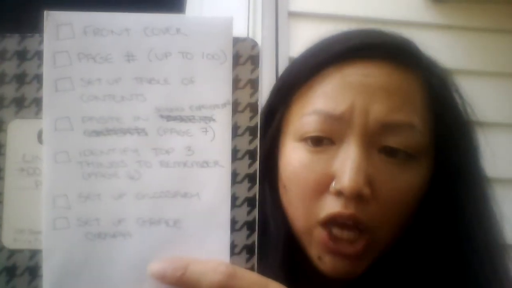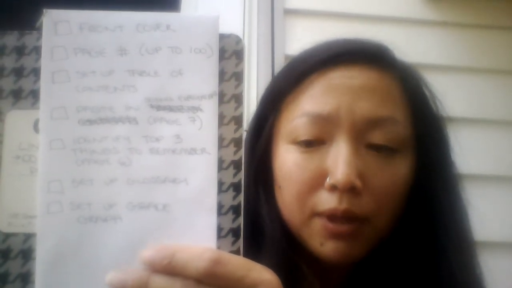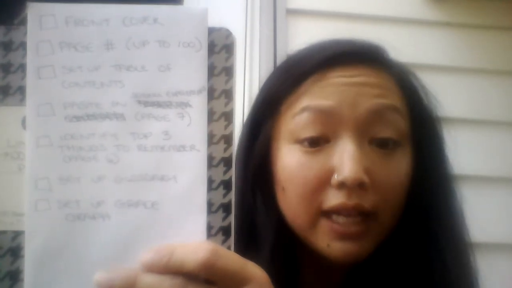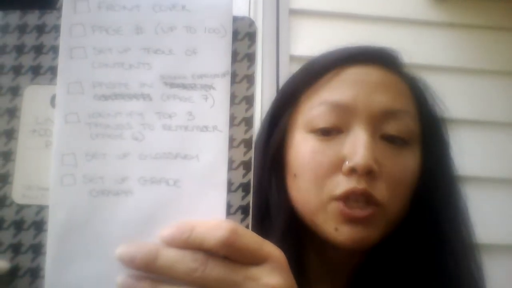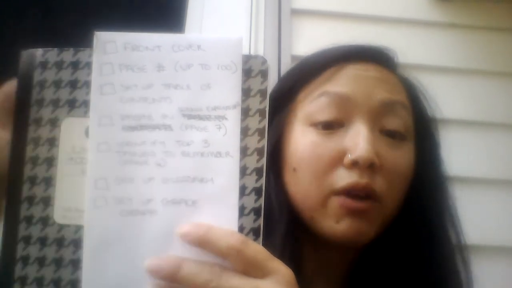So this is everything you need for your science notebook. So let me just go over the checklist one more time so you can see the whole thing. You want your front cover, you want your pages numbered up to 100, you want to set up your table of contents, you want to paste in your science class expectations on page 7, you want to identify the top 3 things to remember on page 6, you want to set up your glossary, and you want to set up your graph grade. If this is your first day in class, these 2 boxes you may not be able to do, and that's okay. You can just skip them and raise your hand, and I'll come over to you as soon as possible and help you get caught up.